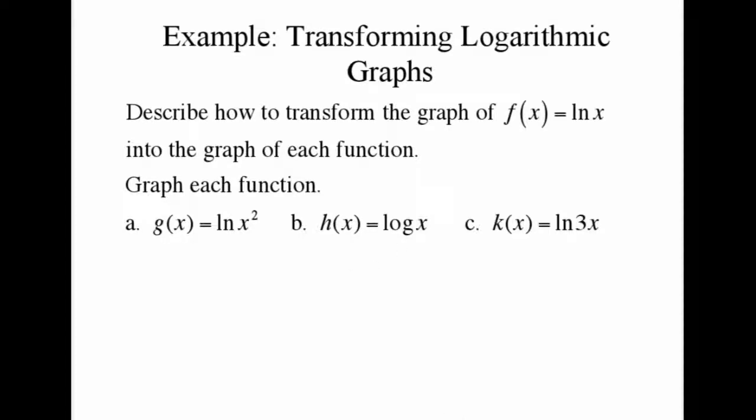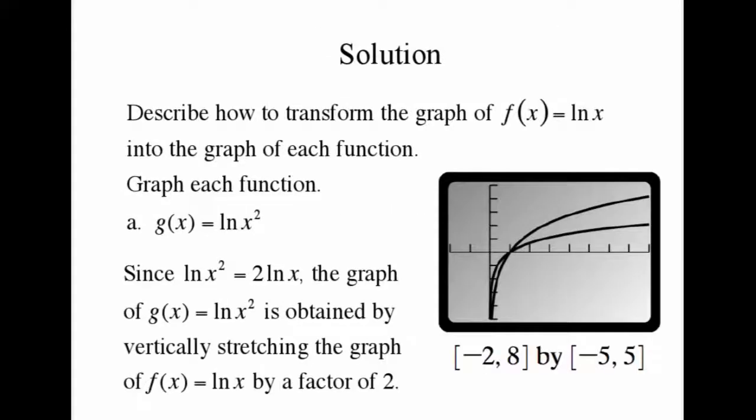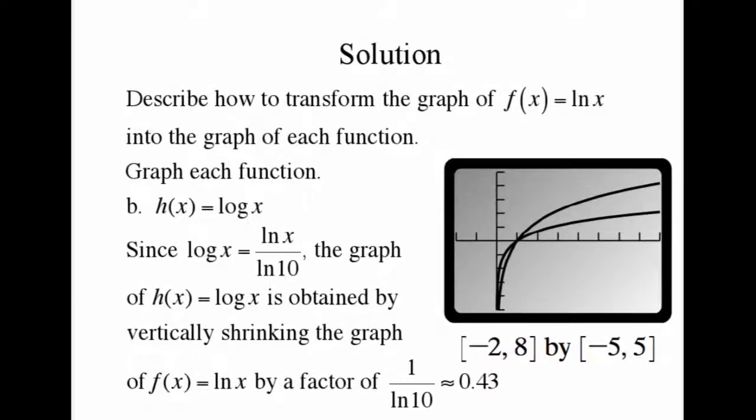So if you want to, pause the video right now. Think about what each one of these graphs is going to look like based off of f. What's the transformation that's done to f to get g, h, and k? So here's what g is going to look like. Since ln of x squared equals 2 ln of x, the graph of g of x is obtained by vertically stretching the graph of f of x by a factor of 2. And again, we use our power rule to rewrite g.